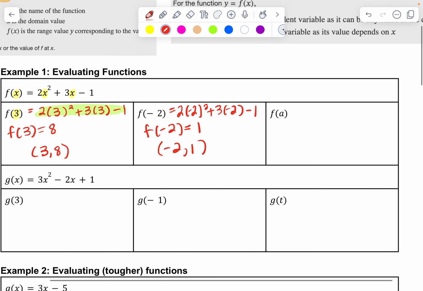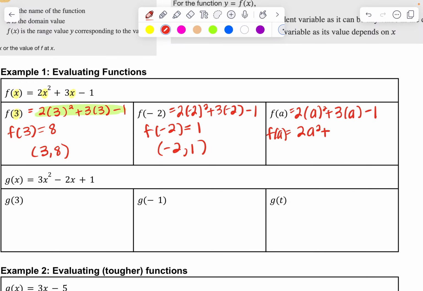And then f of a, now everywhere I see an x, I'm going to replace it with an a. So 2 times a squared plus 3 times a minus 1. We can't put that in the calculator. We just have to simplify it. So f of a is 2a squared plus 3a minus 1. So literally the x's just became a's.